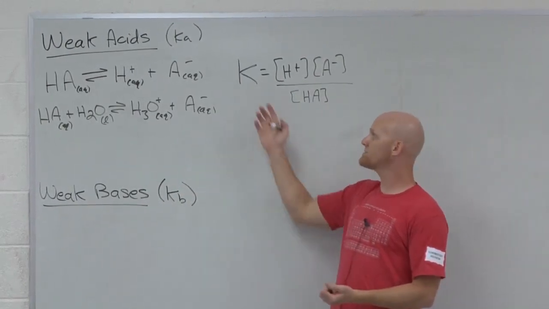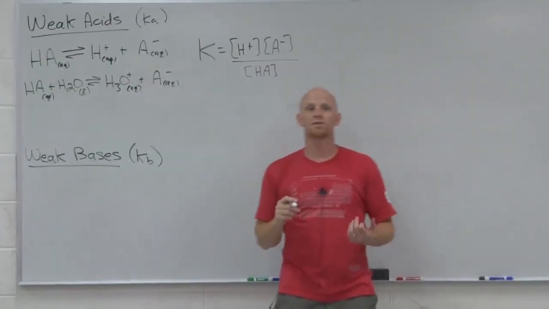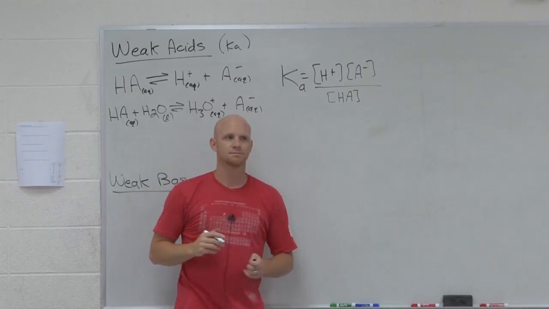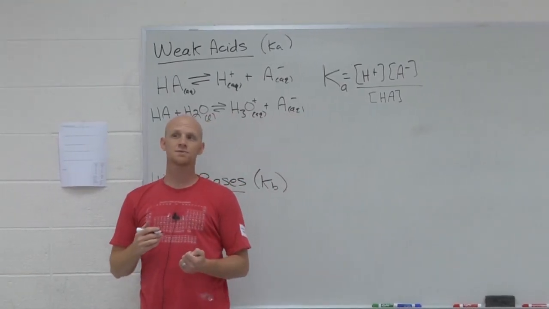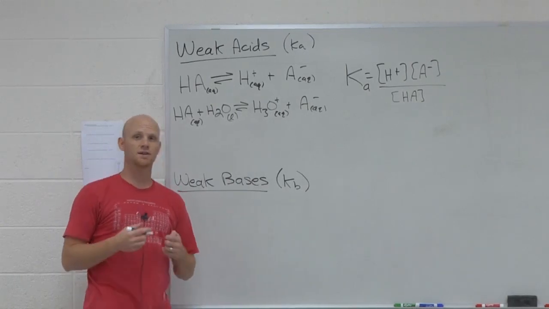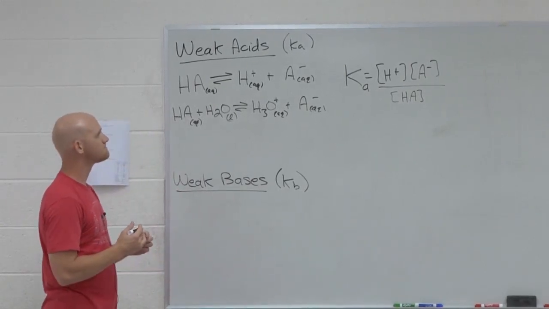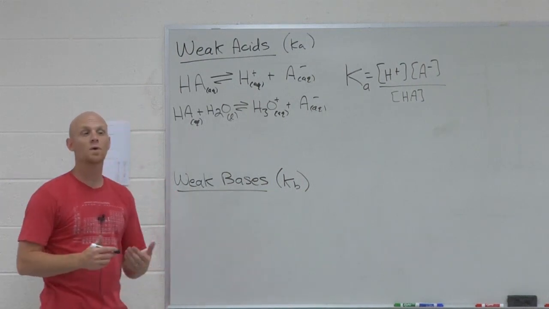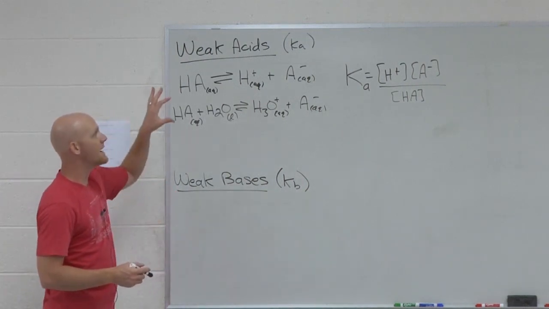Cool. This particular Kc, when it's for an acid dissociating in water, we call Ka. So Ka is for an acid dissociating in water reaction. Kb, as we'll see, is for a base dissociating in water reaction.